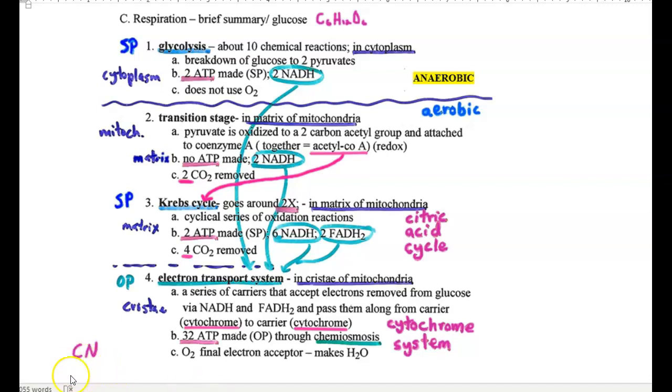CN is cyanide. Cyanide interrupted the electron transport system. So in the electron transport system, the electrons were not able to reach their final destination, which is oxygen. So ATP was not able to be made, and the tarantula died pretty quickly.